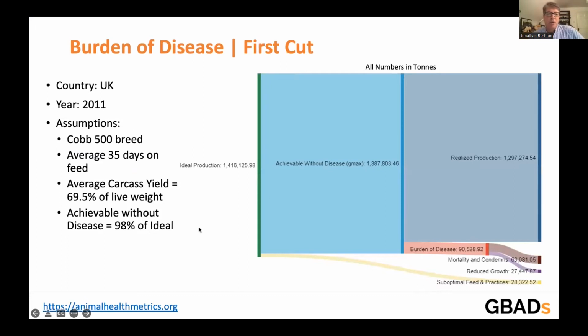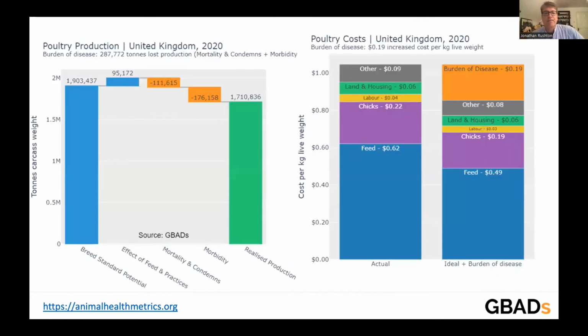So with a very crude split, this is for the UK in 2011, we're looking at an idealized production system where we've got roughly 1.5 or 1.4 million tons of meat being produced potentially, but in actual fact, we've got a realized production which is more like 1.3, with a burden of disease in the region of 90,000 tons of meat in that situation, and some kind of suboptimal feed practices, which is in the region of 28. Now, don't take this as read. This is not published at this stage. It's more experimenting with how we utilize this system.